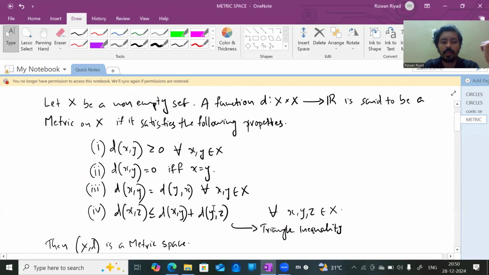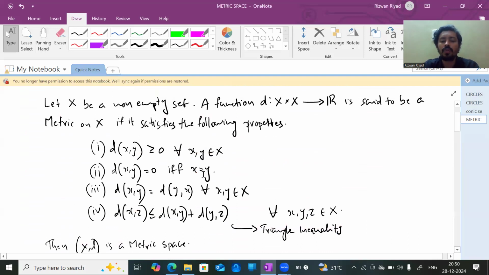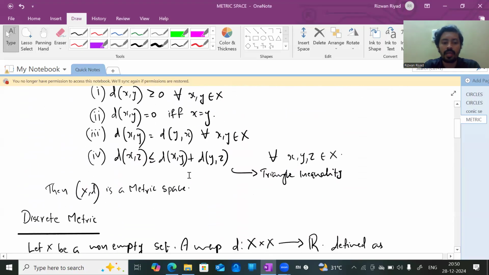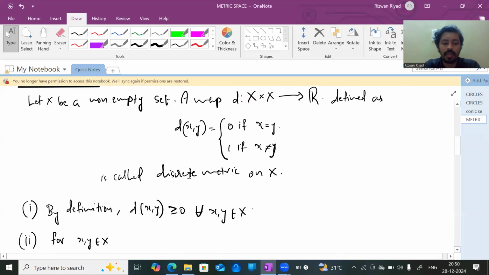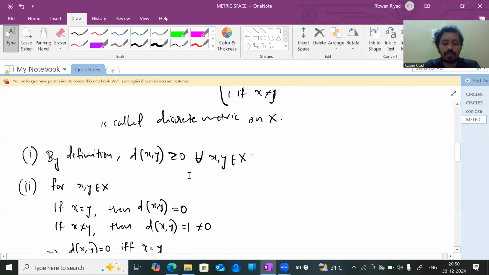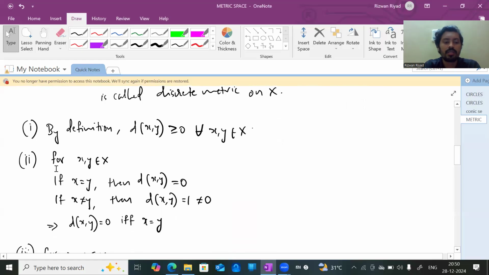What is the second condition for a metric? d of xy equal to 0 if and only if x equal to y. Okay. That also you can see here. See, for x, y belonging to capital X, what will happen if x equal to y? If x equal to y, then d of xy will be equal to 0, right?